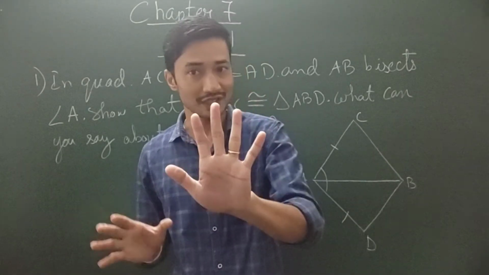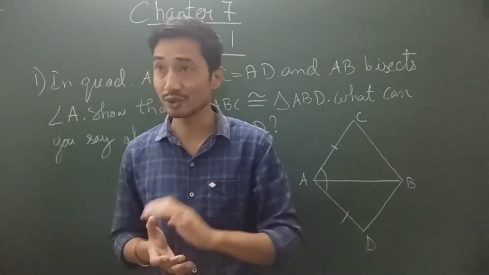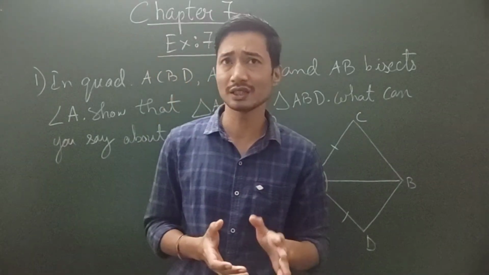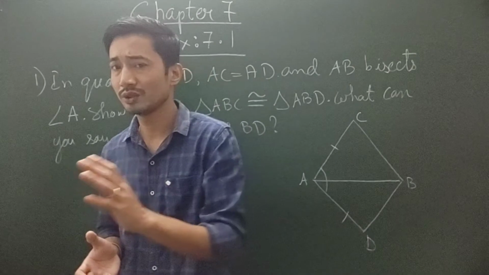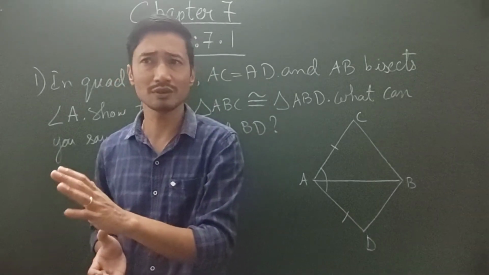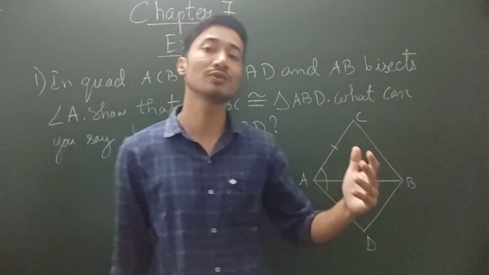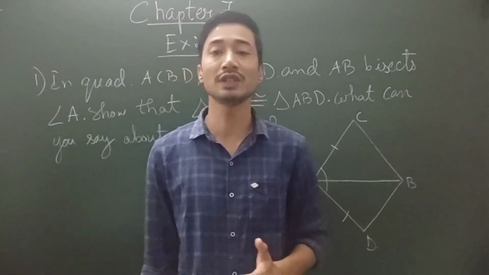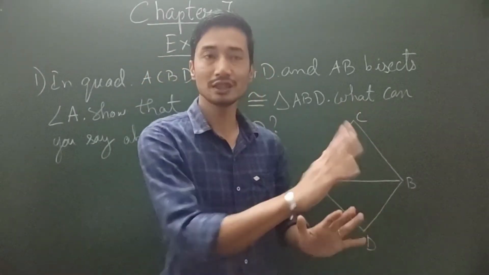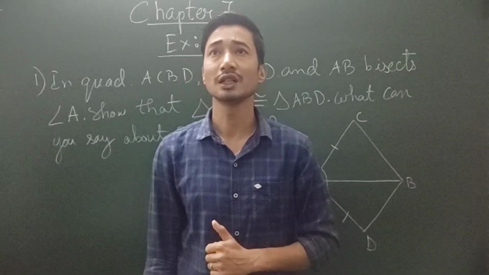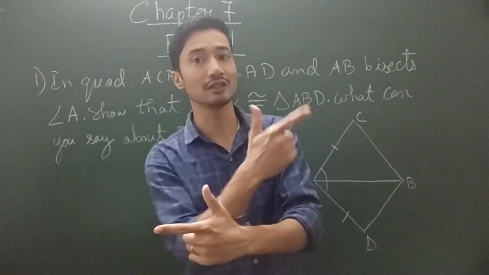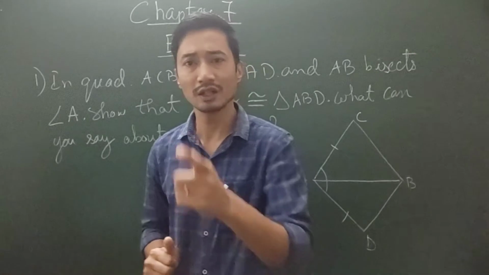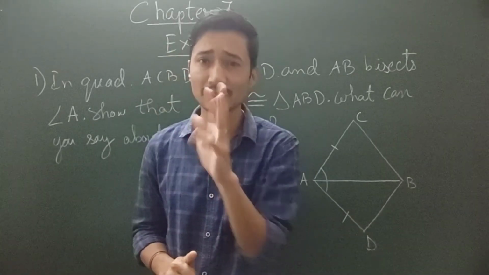We had 5 criteria, you remember that, isn't it? So if we're able to prove the triangles congruent using any one of the 5 criteria, we can easily say that the triangles are congruent. And once we are able to prove that the triangles are congruent, then we can say that the other sides and the other angles are also equal. Remember how many were there? 5 were there.